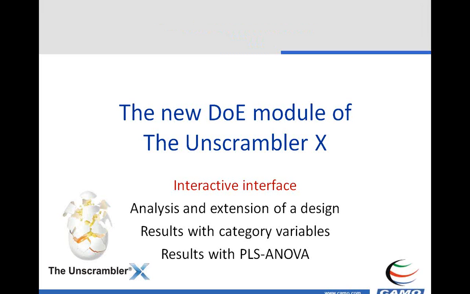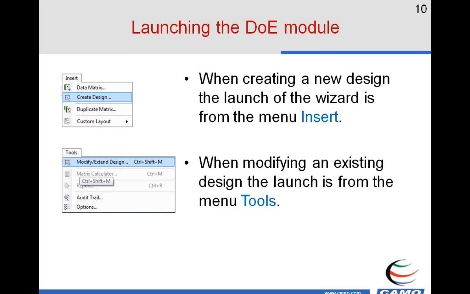So for the new module in Unscrambler, we have followed those steps. So we have an interactive interface. To launch the DoE module, you have 2 access points. The first one is from the menu Insert and then Create Design, and then you will start to create a new design. But you can also open the wizard from Tools and then Modify or Extend Design, because a design can be modified or extended. So you get it from the Tools menu.